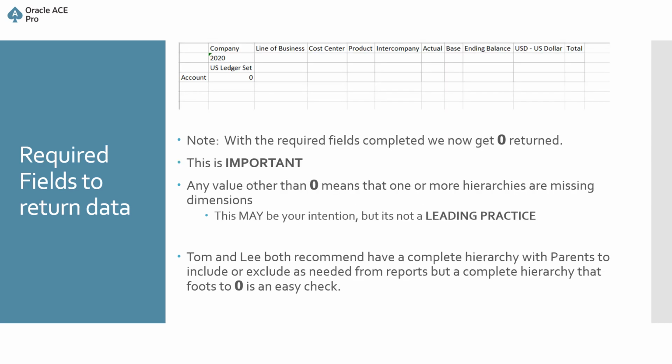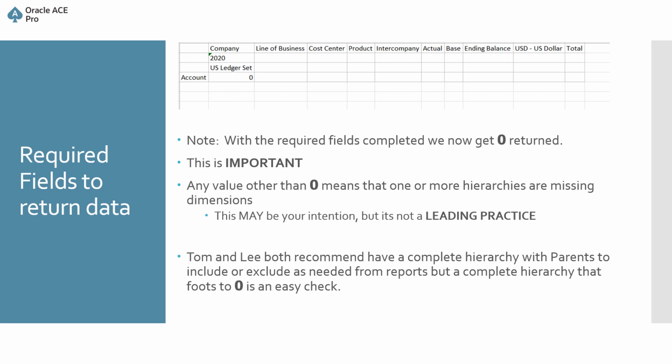All right, so if you put in your required fields to return data, if everything is set properly, when I mean set properly, if the rest of your hierarchies are complete, you should get a 0 back. And I'm going to qualify that for a second. There are a couple different schools of thought on hierarchies. Some folks will tell you that you only have the values that you need in the hierarchy.